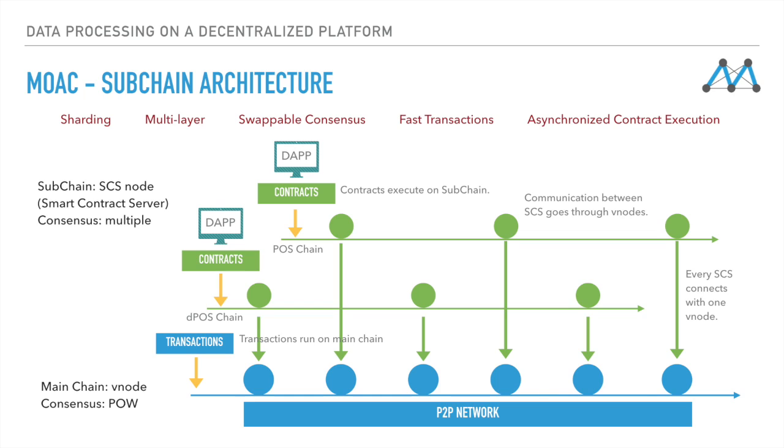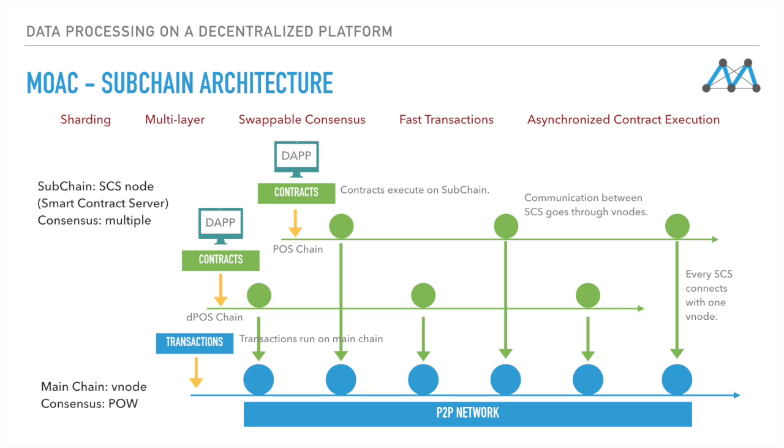And multi-layer, what does multi-layer mean? So if you created shards among the blockchains, you're able to do 10 different things at the same time. But they are the same type of things. With the multi-layer, you can actually do 10 different things because every subchain is different. Swappable consensus. I already said, every chain can have a different consensus, so you can use it for different things. Fast transactions, because you have all these subchains, everything will run a lot faster and smoother.